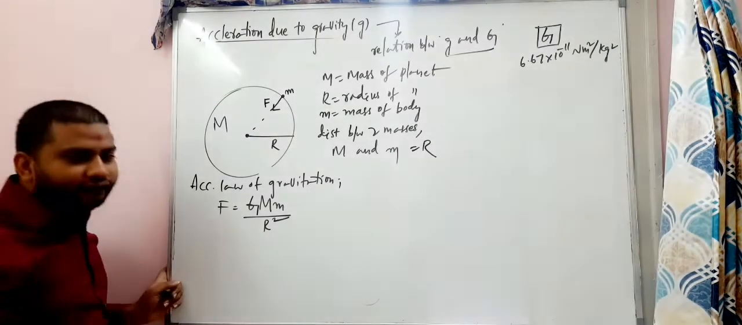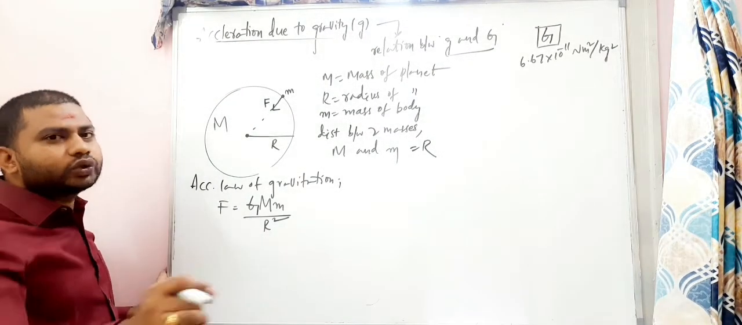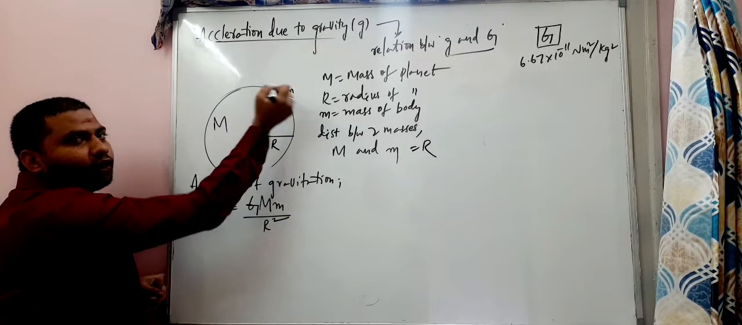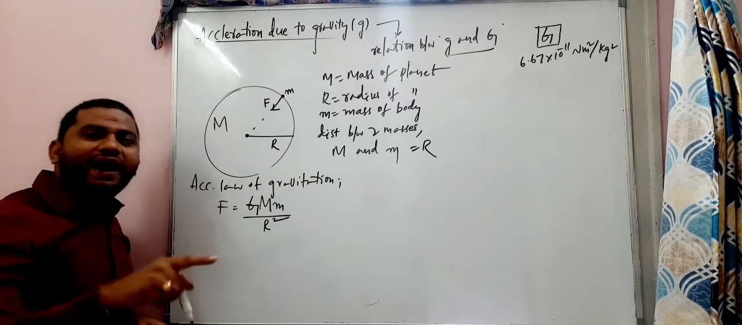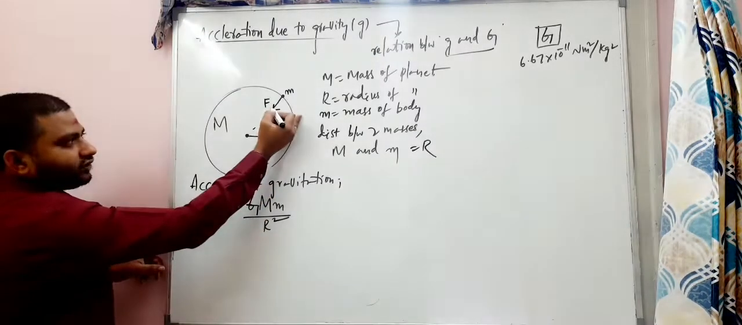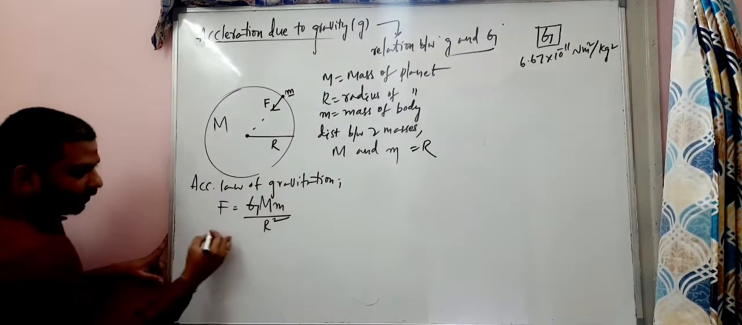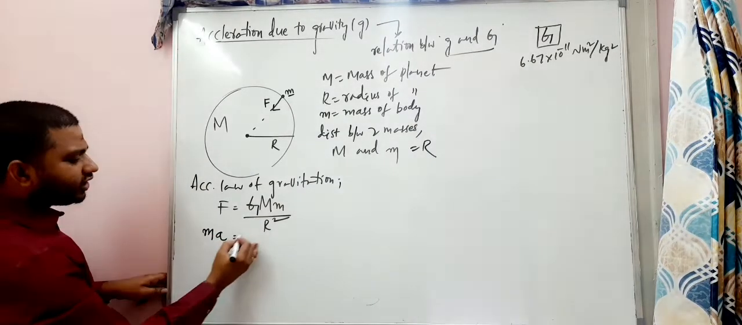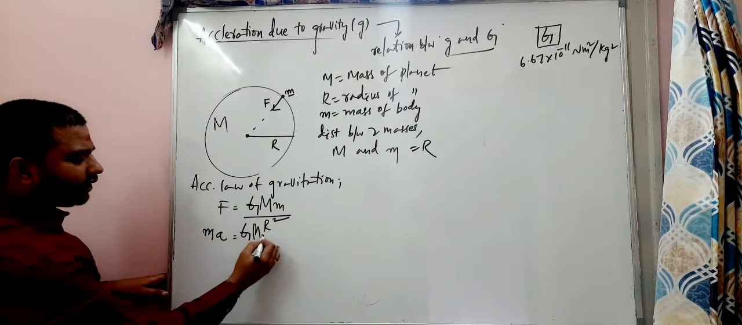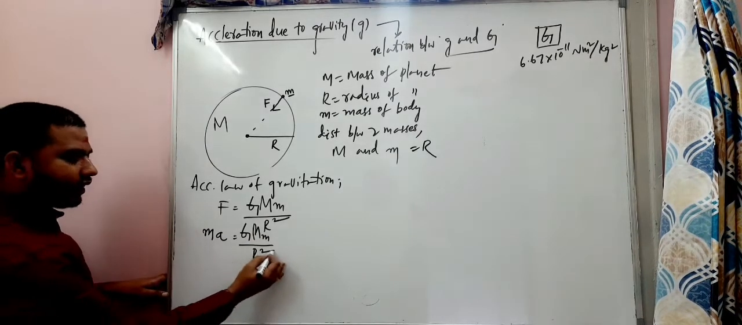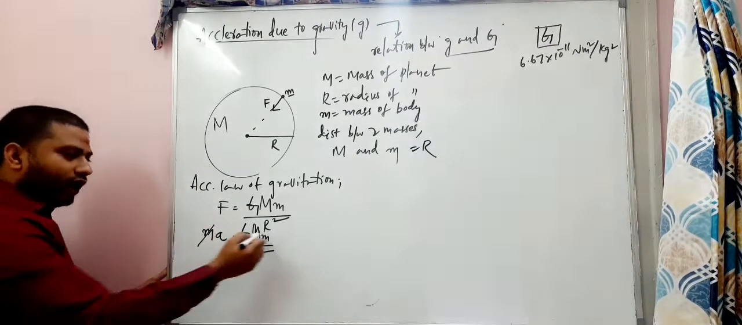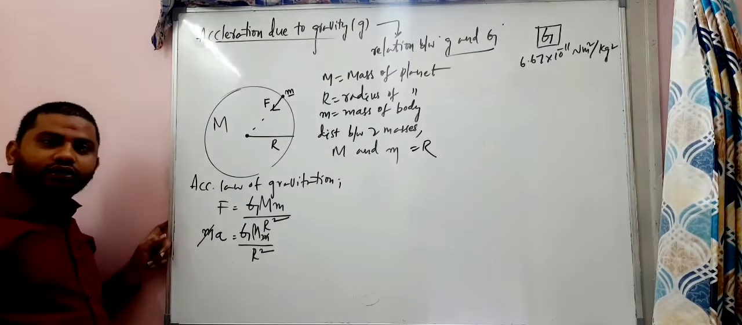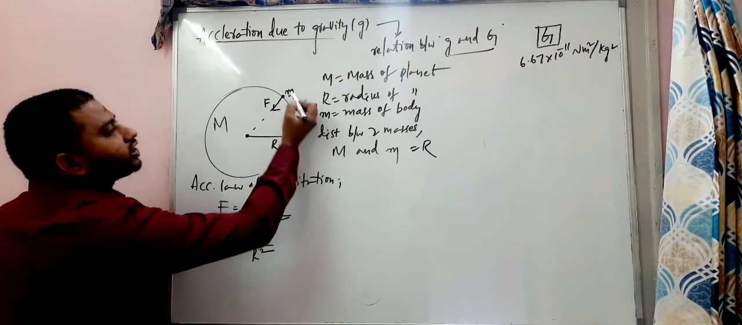Now, carefully observe. According to Newton's second law of motion, whatever force is acting on the body must be equal to mass into acceleration. So this force is acting on this mass. So F I can write as mass into acceleration, which is equal to capital G, capital M, small m by r square. If you observe carefully, your small m gets cancelled here. And this is the acceleration produced in the small mass.